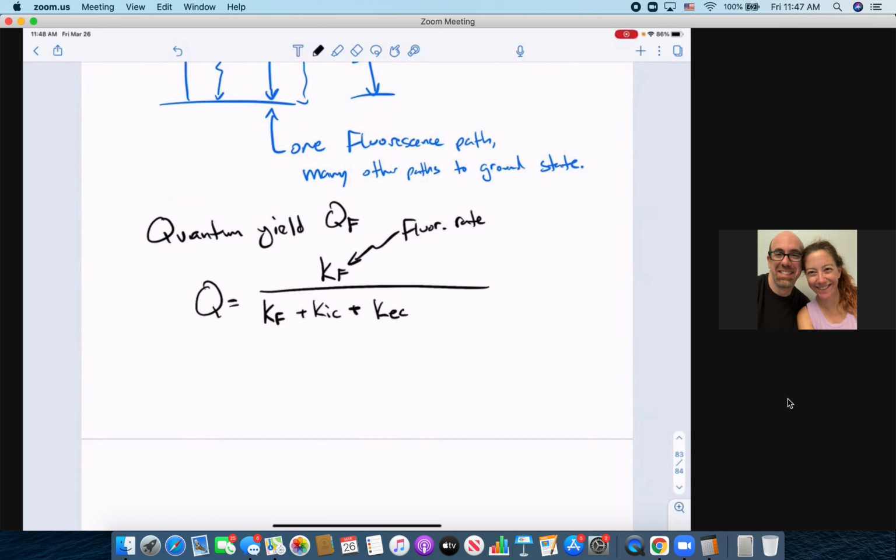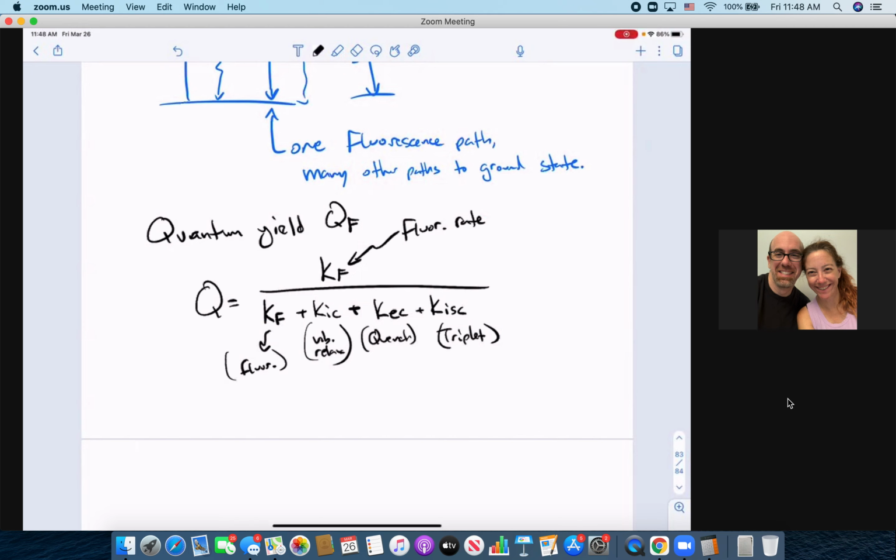I'll label these, okay? And you can have intersystem crossing. So this is triplet stuff, right here. This is quenching. This is vibrational relaxation. And this is fluorescence again, right?